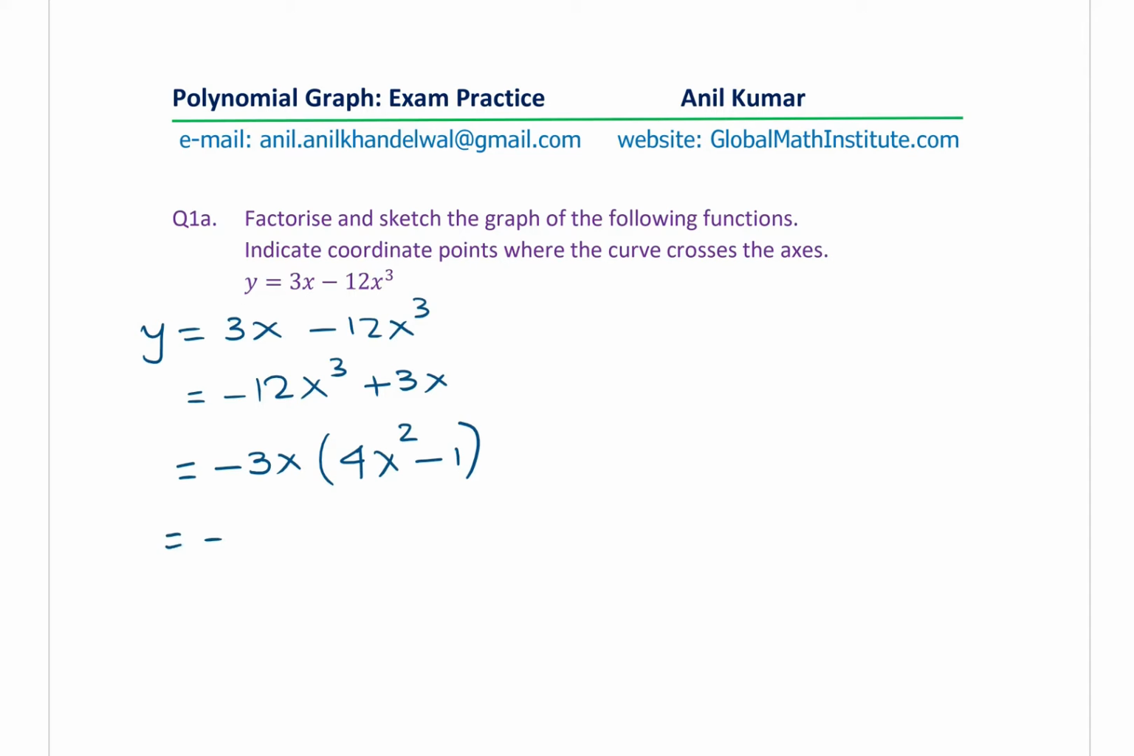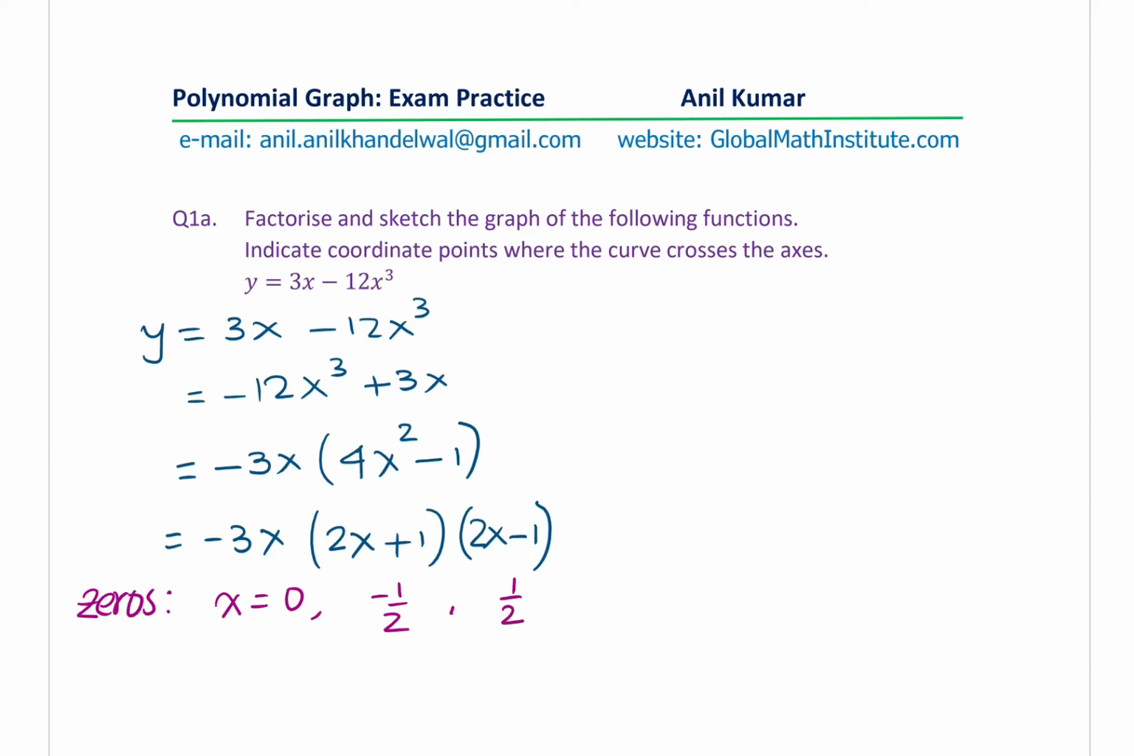Now this could be written as minus 3x times a difference of squares. We could write this as 2x plus 1 times 2x minus 1. So that is fully factored. Now it is easier to sketch the graph of this function. We can begin with writing zeros. Zeros are at x equals 0, and that will give 0 at minus half, and that will give 0 at plus half. All these are linear zeros, so we are not writing double zeros or cubic zeros.